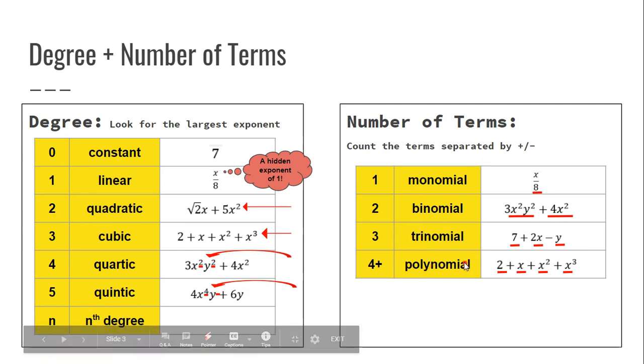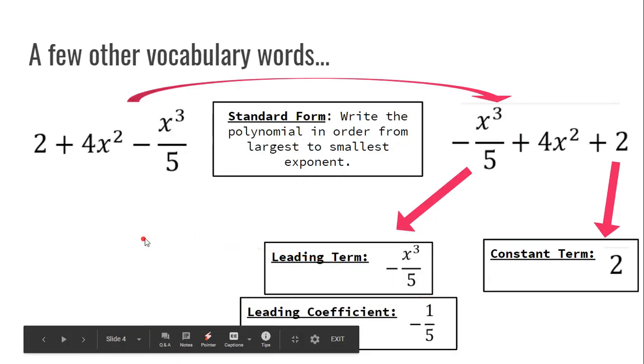And then the last example is basically if we have 4 or more terms. This one has 4 separate terms separated by plus signs. If you have 4 terms or 5 terms or 6 terms, etc., we'll just call it a polynomial. Poly is the root for many. So this is just many terms. Once you hit a 4 or above, we just say polynomial. All right, so let's look at a few more vocabulary words, and then we'll try a couple.